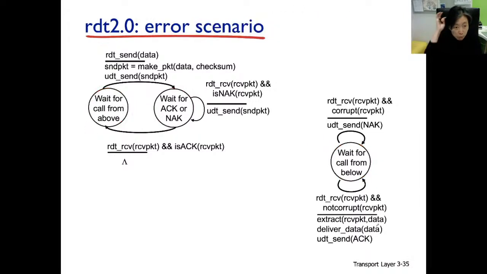The next example is more interesting, where there is an error. Similarly, the sender starts from the wait for call from above state, and the receiver starts from the wait for call from below state.